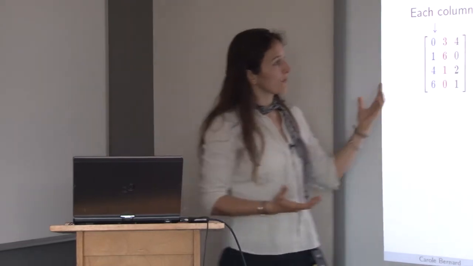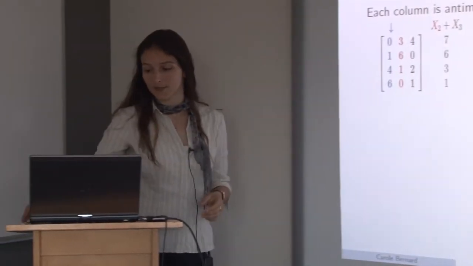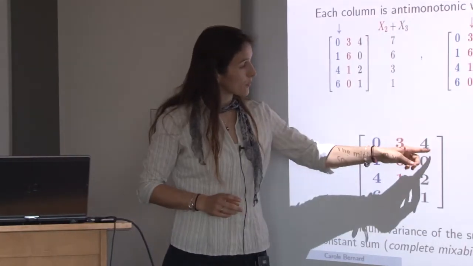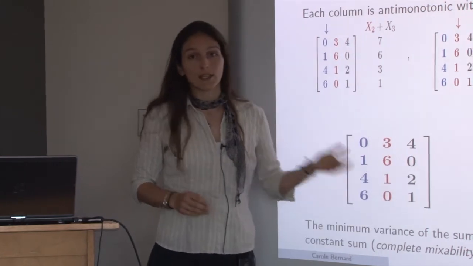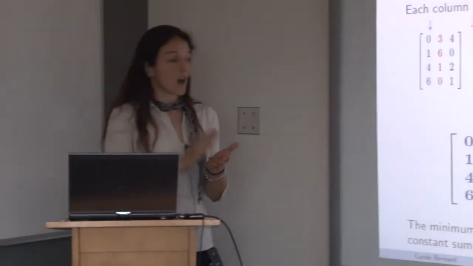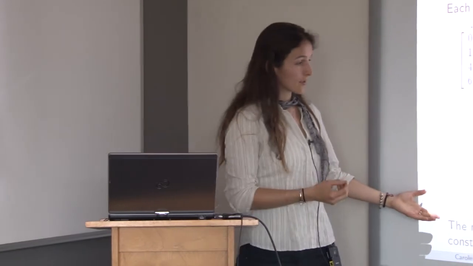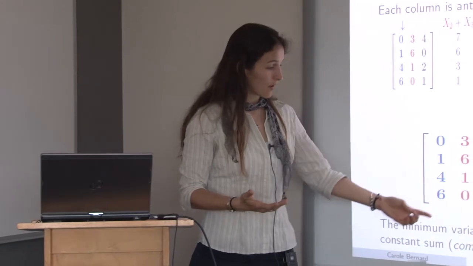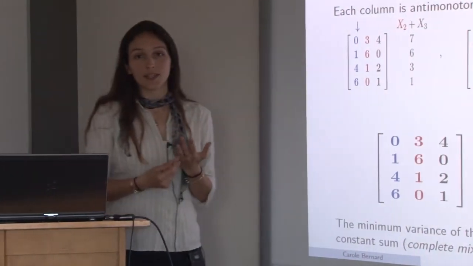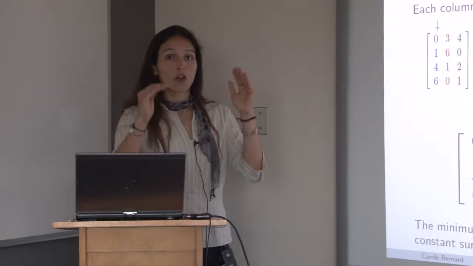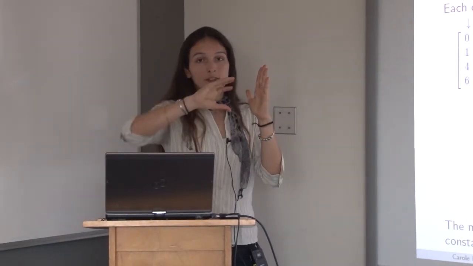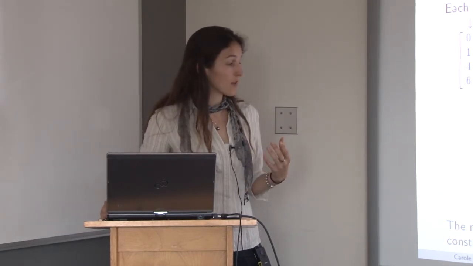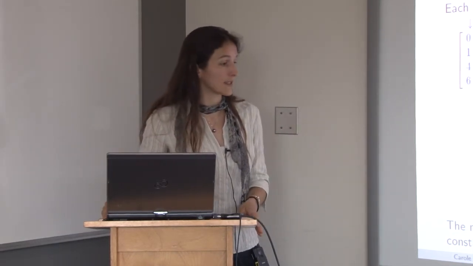Now, what about this configuration that we obtained here? What is special about it is when you compute the sums. Look at this, x1 plus x2 plus x3, you compute the sum, they are all identically equal to 7. What you get is a sum equal to a constant. We know that the variance is equal to 0. And the minimum variance of the sum is then equal to 0. This is the ideal case where you can find a dependent structure where, keeping the marginals, you make them sum to a constant, and that achieves the minimum variance. This is called complete mixability, and there's some theoretical work on it by Wang and Wang.